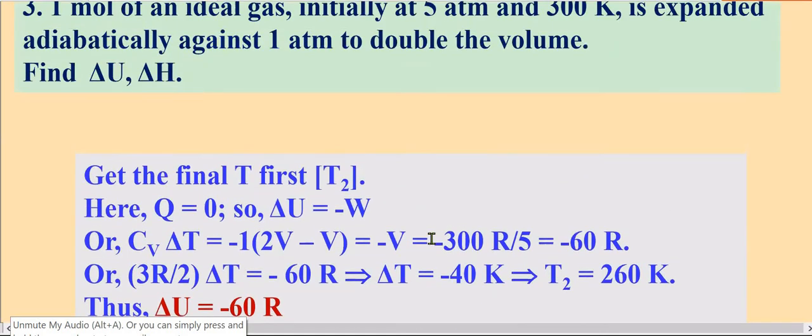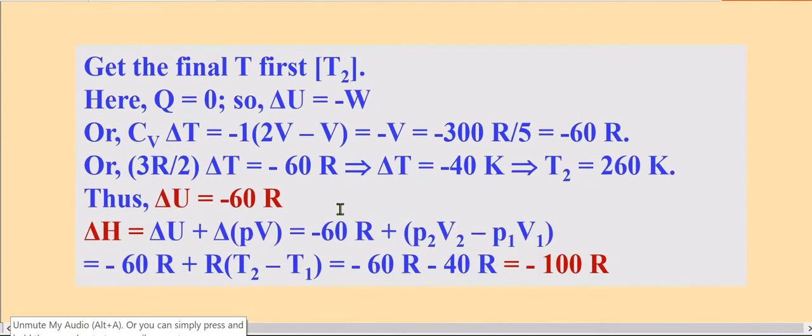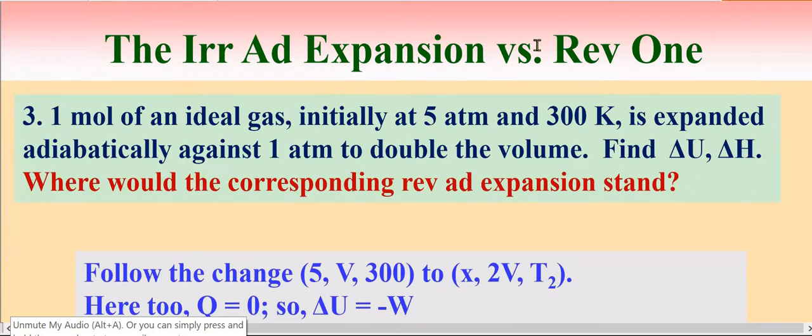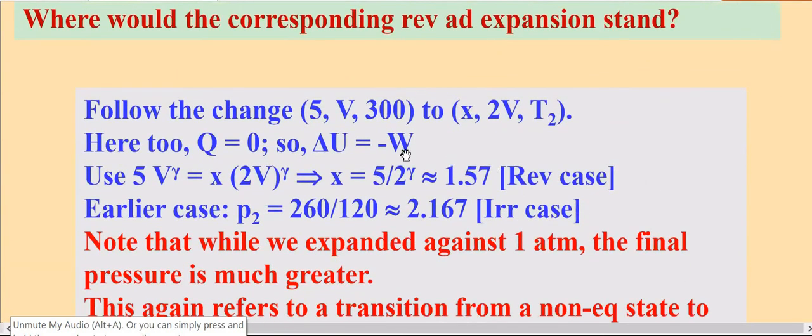So the idea of doing an adiabatic expansion, if it is irreversible, is to first calculate the final temperature. So that is one. Now the irreversible adiabatic versus reversible adiabatic. Here, this part of the question was there earlier, but this is the extra part. Where would the corresponding reversible adiabatic expansion stand? So we follow the change.